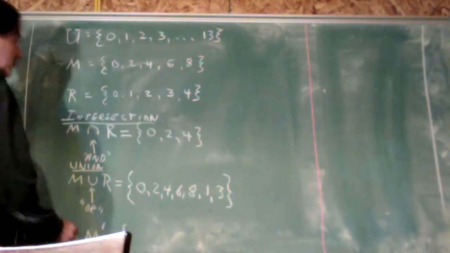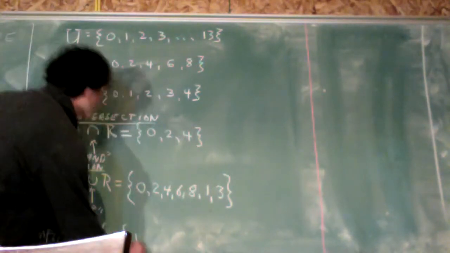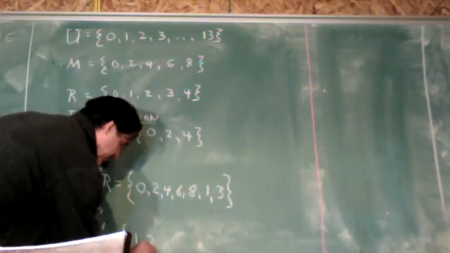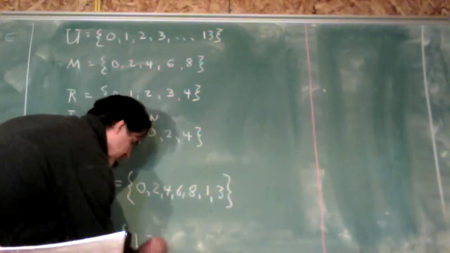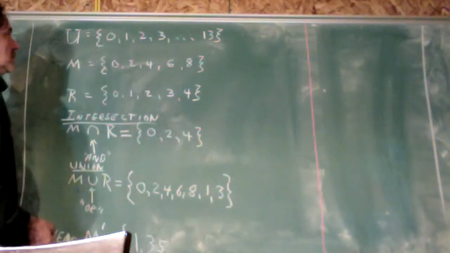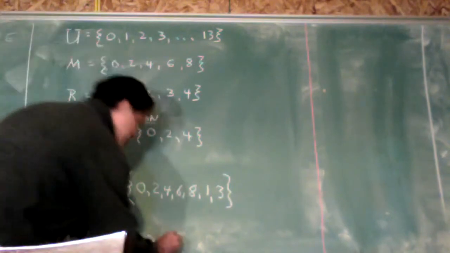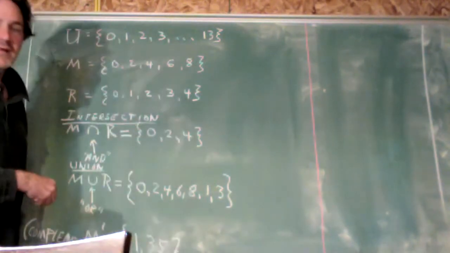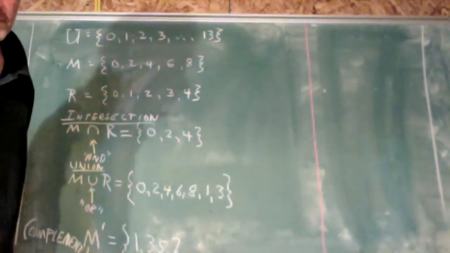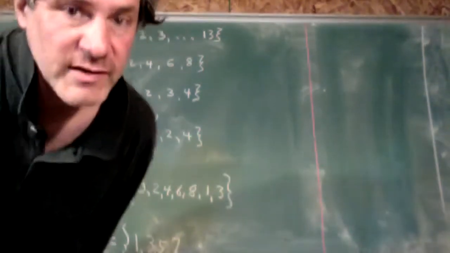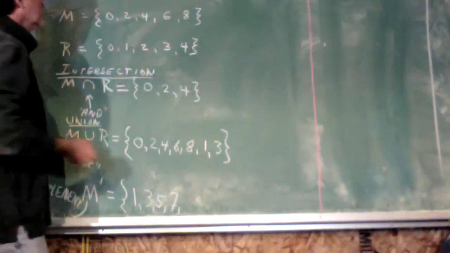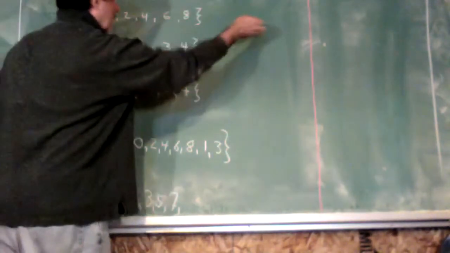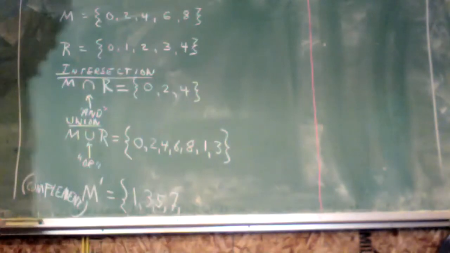So we don't write 0. 1 is not in M. 2 is in M. 3 is not in M. So it's in the complement. 4 is in M. 5 is not in M. So it is in the complement. 6 is in M. 7 is not in M. So it's in the complement. Sorry, just making sure you can even see that. 8 is in M, so it can't be in its own complement. 9, 10, 11, 12, and 13 are obviously not in M, so they're all in the complement.